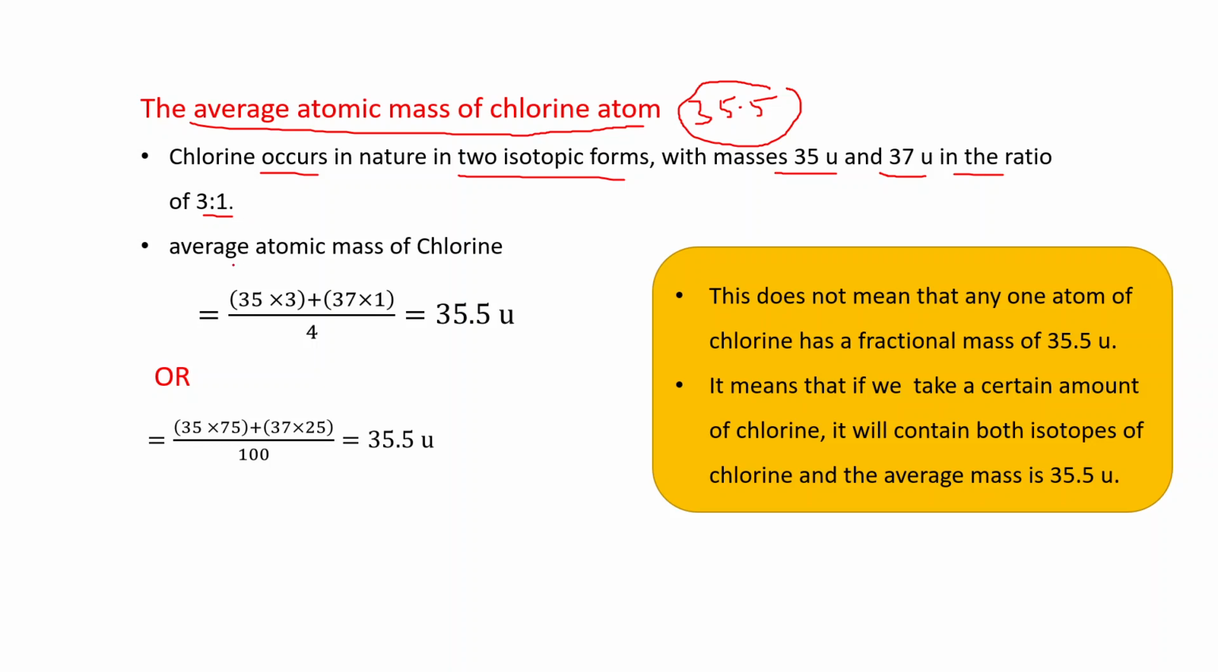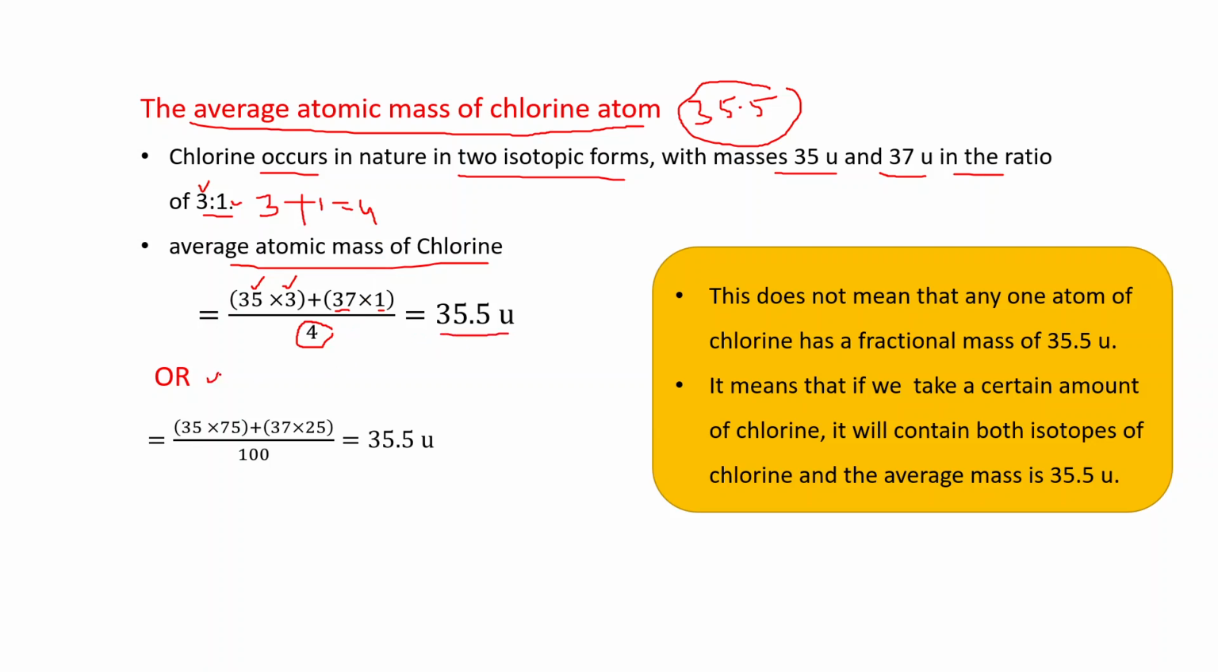Okay, how can we find out this average atomic mass of chlorine? The atomic mass of chlorine 35 is 35, and its abundance ratio is 3. That's why this is multiplied by 3. Plus, this is another isotope of chlorine having mass number 37 and its abundance ratio is 1. That's why multiplied by 1 and divided by 4. How this 4? The sum of this ratio, that is 3 plus 1, is equal to 4. If you solve it, you will get 35.5.